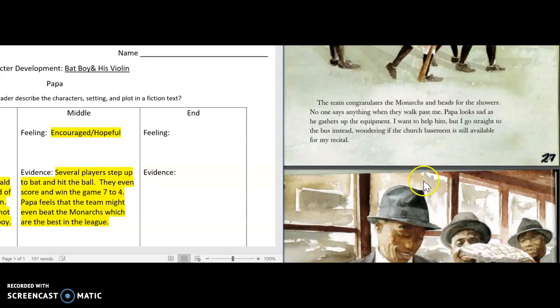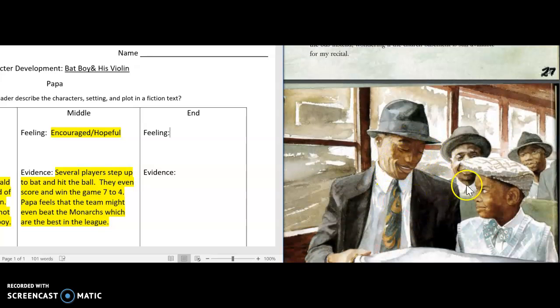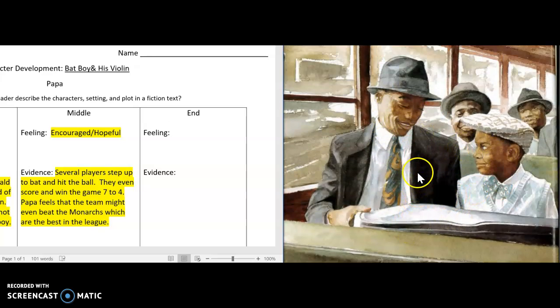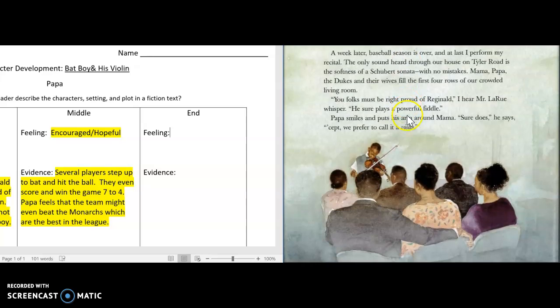However, we soon realize that that's really not the case. Look at Papa's face as they're riding home on the bus together. He says, you know what, Reginald, take out the violin. We need something to cheer us up. So that, along with this illustration and this statement right here, Papa calls it, he says, except we prefer calling it a violin. So it's that part of the text that makes me feel that now I would describe Papa as feeling very proud. And who's he proud of? Well, Papa is proud of his team and their accomplishments.